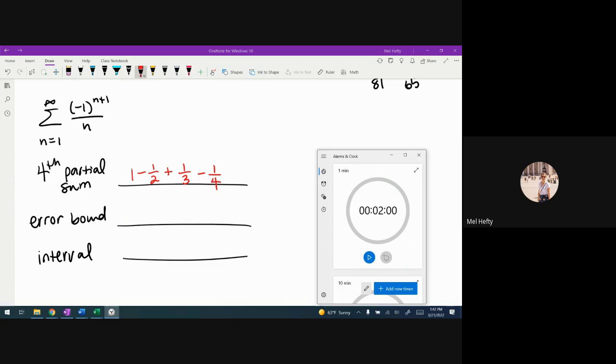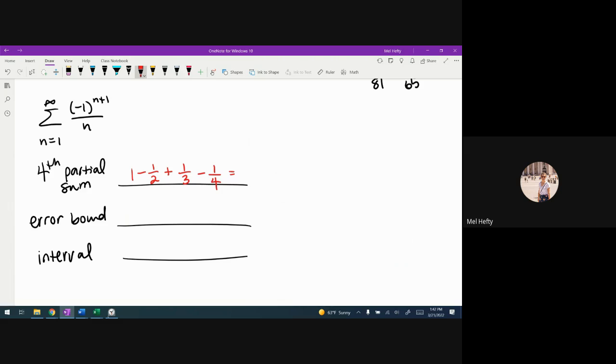All right, do you agree with my partial sum? Did anyone get a number itself? 14 over 24, 7/12? Yeah? According to Matt, I'll trust him. He's got a calculator. All right, so what is our error bound?